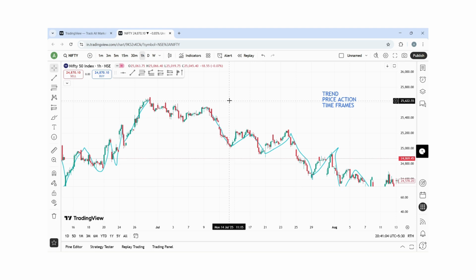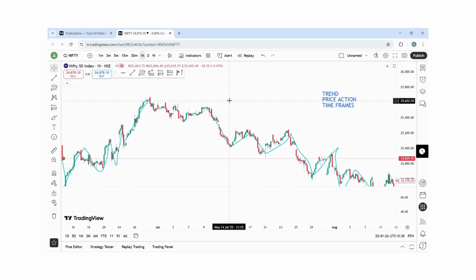In general we do intraday trading, right? So at that time we generally check the 1 hour time frame, and then go to the 15-minute and 5-minute time frames to take the entries. In the 1 hour we check the trend. These three topics are very, very important.